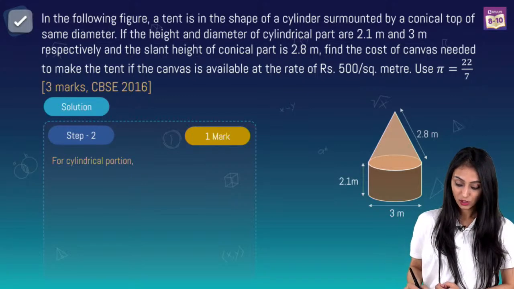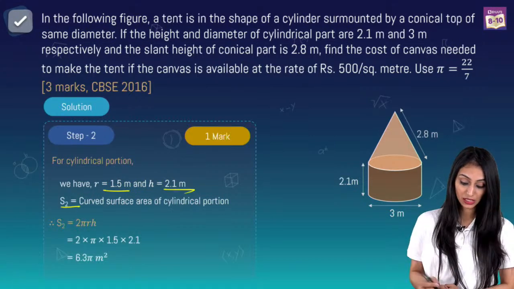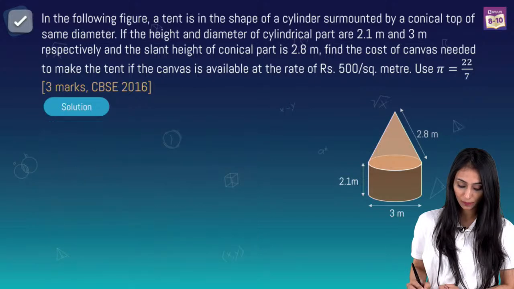All right. Then talking about the cylindrical portion, radius is same and height is 2.1, right? So curved surface area for the cylindrical part, I'm denoting that with S2, that's 2 pi RH. Let's put everything here, 2 pi 1.5 times 2.1, 6.3 pi meter square, right?